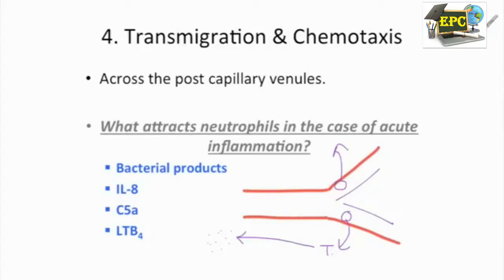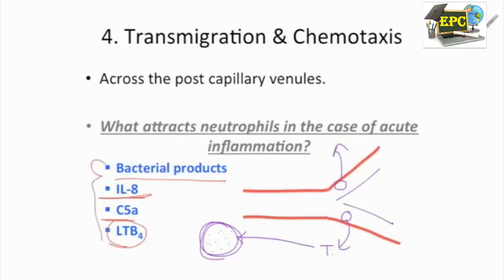So they will come out and then go to the site of the trigger of the acute inflammation and destroy it. Now, what mediators will attract the neutrophils in the case of acute inflammation? As we said, we have the bacterial products, IL-8, C5a, and leukotriene B4.